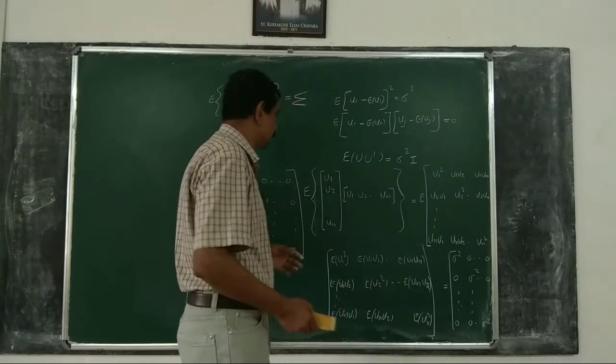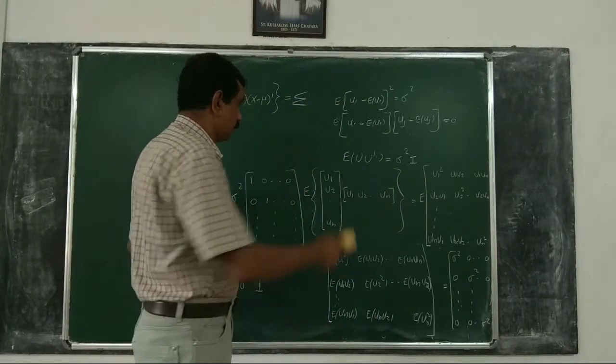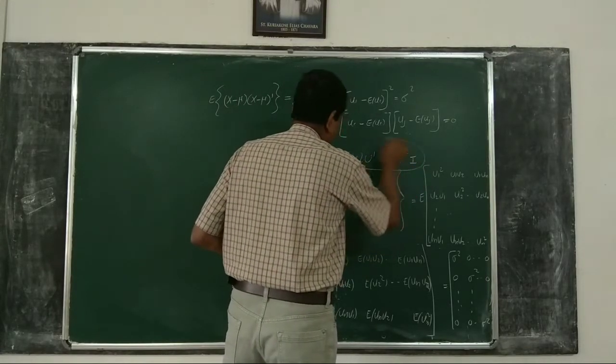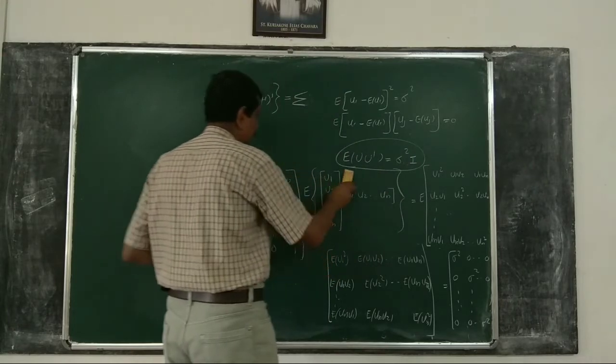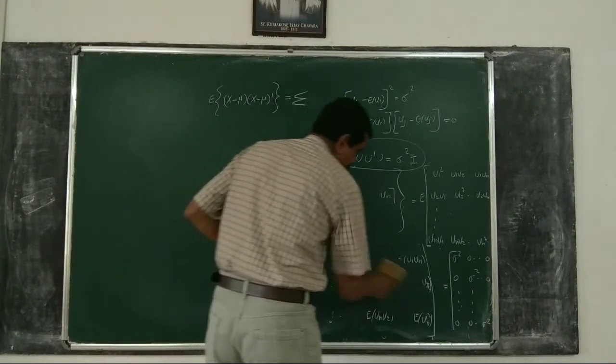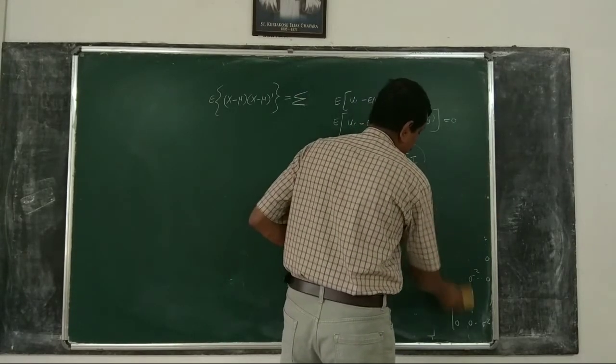So this is the third assumption in matrix form: expected u u transpose is equal to sigma square I. And remember this, we will use this expression later for the derivation of the properties of estimators.